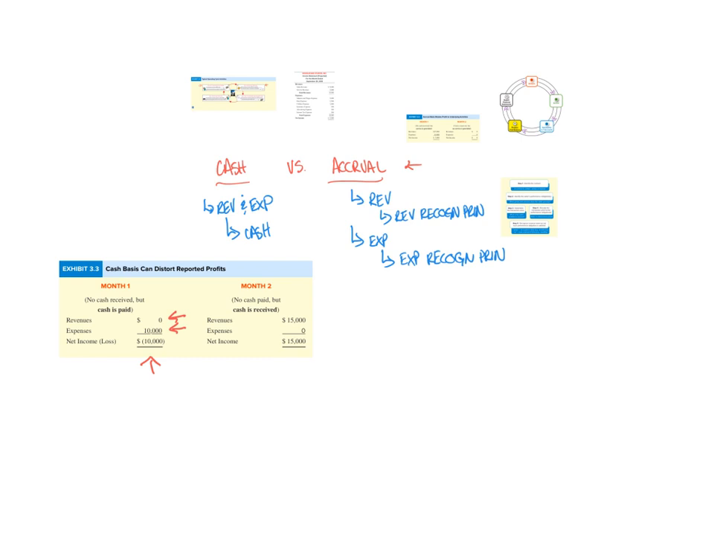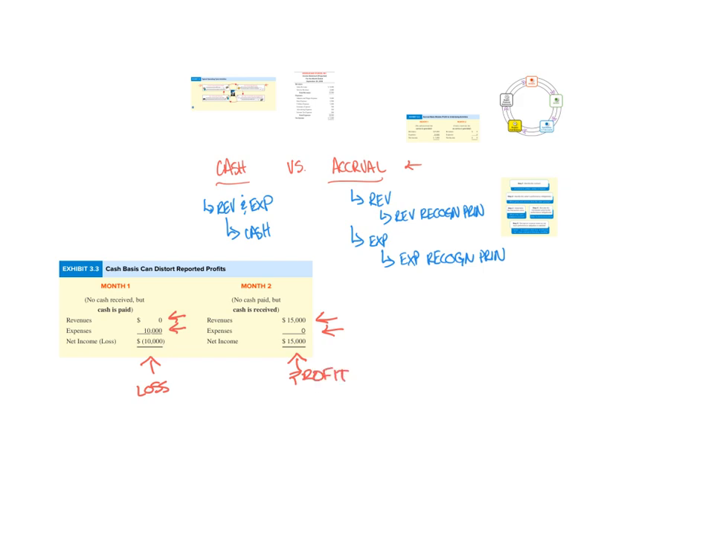Notice then what happens in month 2. Assuming no other services are provided, we get paid in the following month $15,000 for the consulting services that we provided in the last month, have no other expenses because we assume no other transactions took place, and we show a positive net income of $15,000. So in month 1, we have a loss. In month 2, we have a profit.